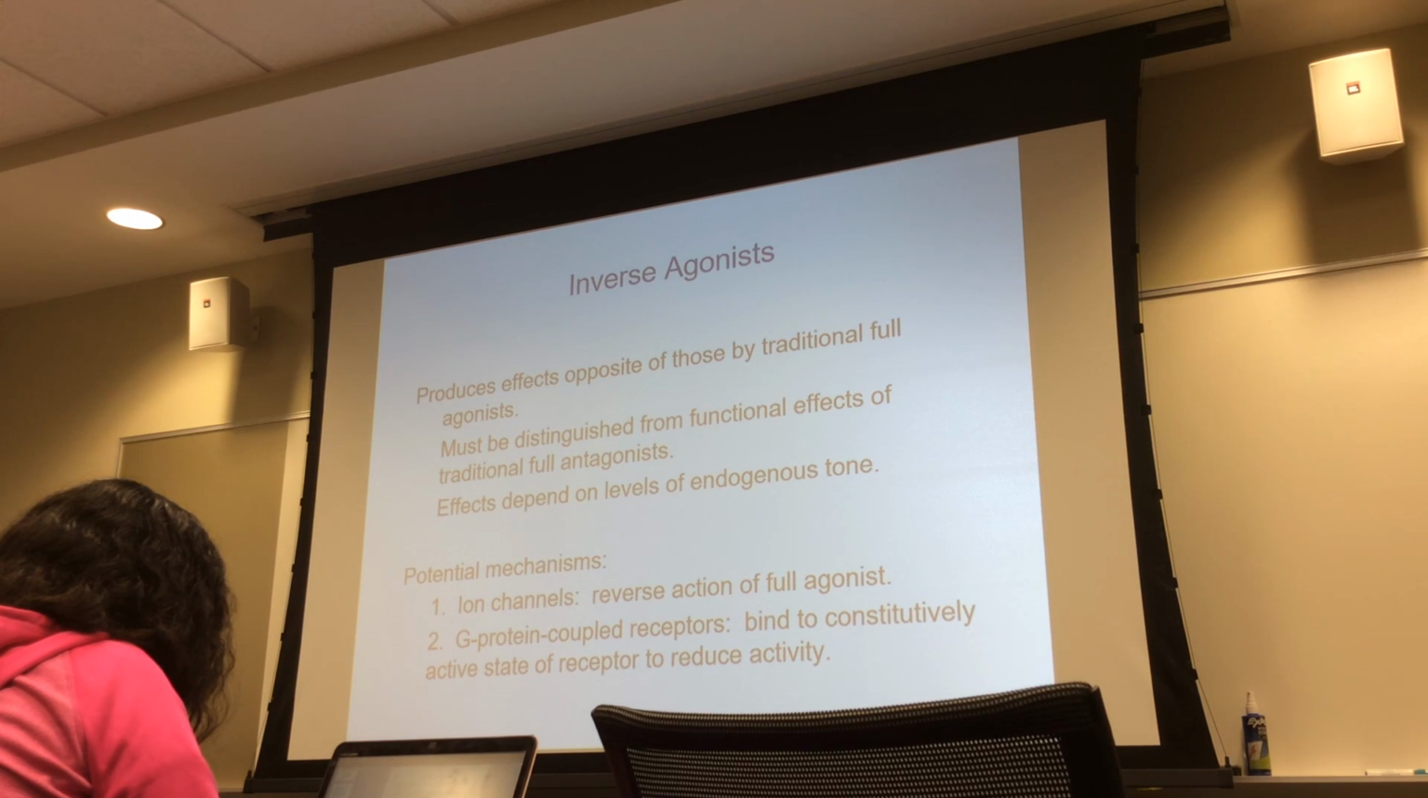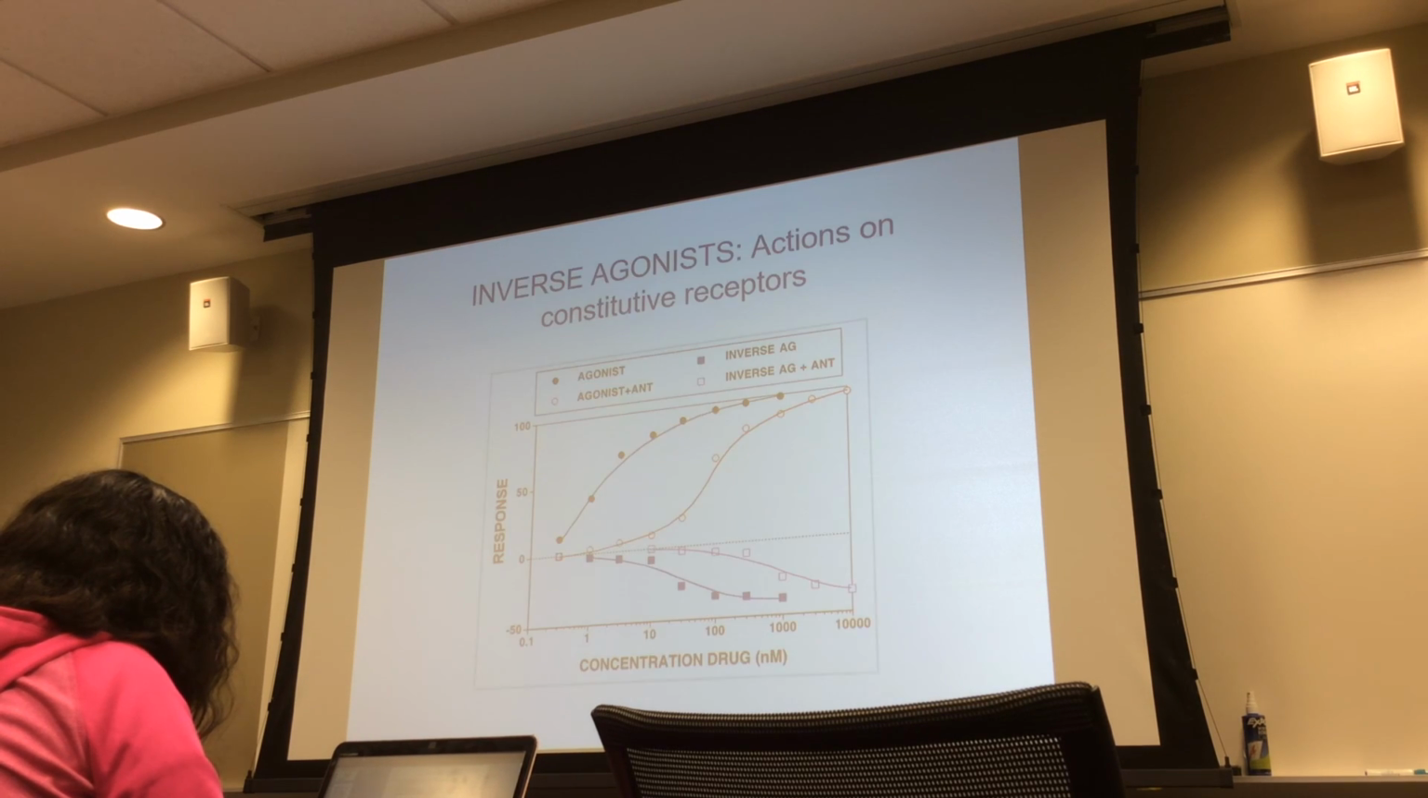So what inverse agonists do is they bind to the receptor and prevent them from doing their tonic activity. So they could bind to ion channels and reverse the action of a full agonist, but also they could bind to G-protein-coupled receptors, which is going to be discussed next week, and inhibit their constitutive activity.